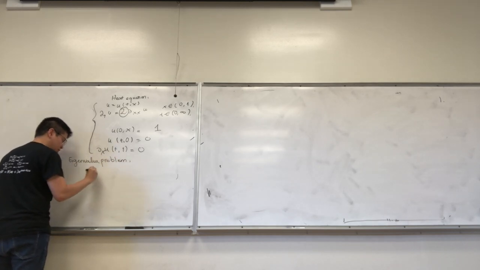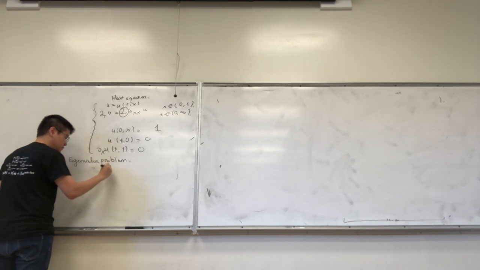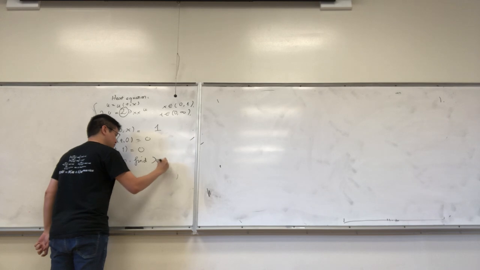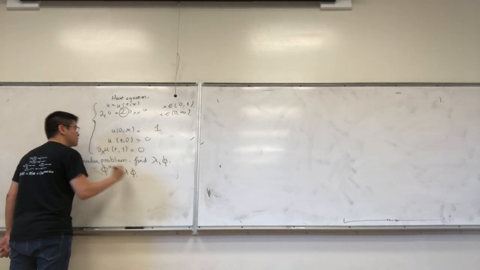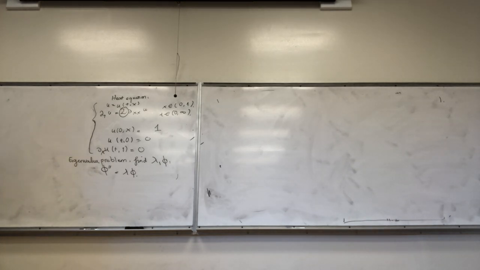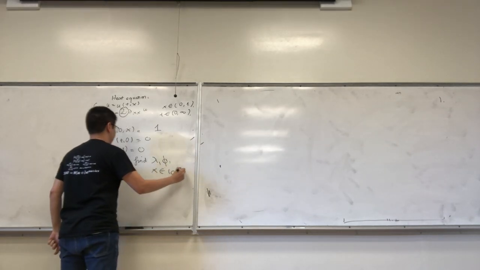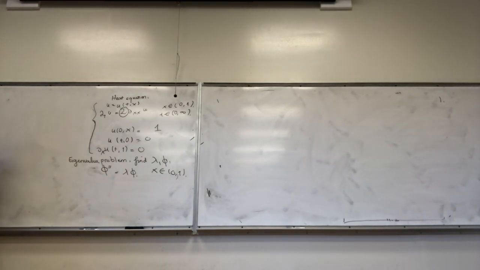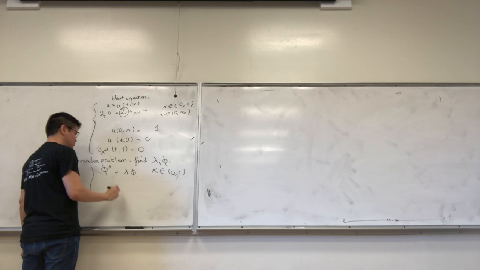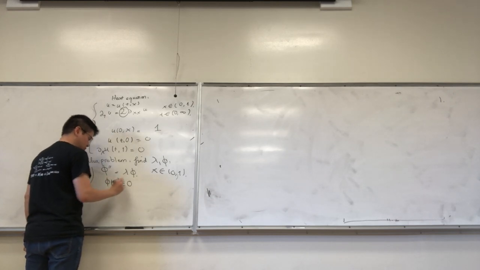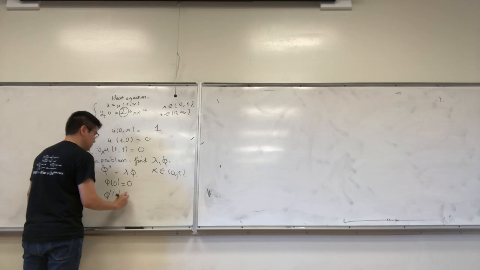So I have to solve the phi second to find lambda and phi, right? So it's lambda phi, and then what is the boundary condition that I need to put into this eigenvalue problem? Yes? X is from 0 to 1. Yes, yes. The x is from 0 to 1. Phi of 0 is 0, phi prime of 1. Right? So the first thing that I have to do is to find a basis. So I have phi at 0 is 0, and phi prime at 1 is 1.